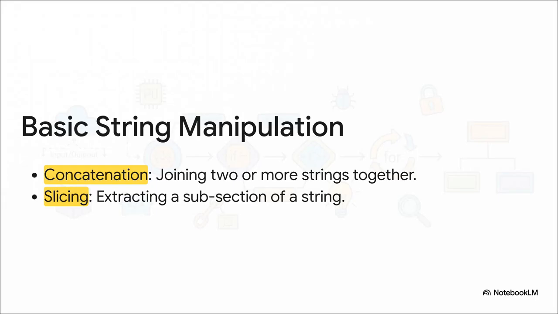Strings are really just a special kind of array, an array of characters, and you need to know how to mess with them. The two big techniques are concatenation, which is literally just sticking strings together with a plus sign, and slicing, which is grabbing a chunk of that string. Super useful for things like validating an email address or pulling out a username.